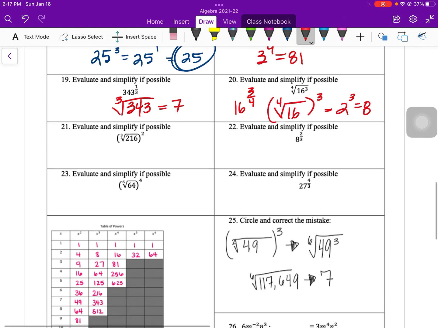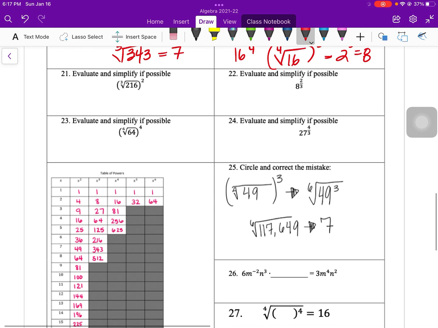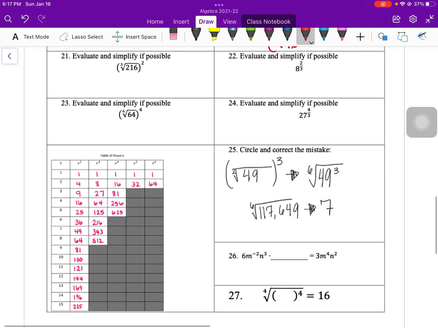So remember, you have to kind of think outside the box with those and think about what makes the most sense, because some of these you can do them a couple of different ways.